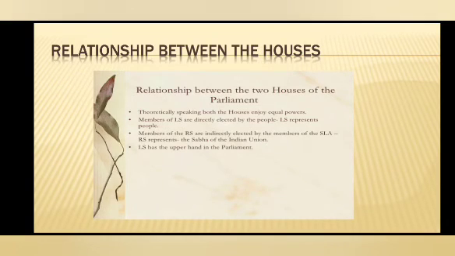Relationships between the two houses of the Parliament. Theoretically speaking, the Lok Sabha and the Rajya Sabha enjoy equal powers, but we cannot overlook the fact that the Lok Sabha represents the people and is elected by the people. On the other hand, the Rajya Sabha represents the states of the Indian Union and its members are elected indirectly by the members of the state legislative assemblies. They never have to go to the people.